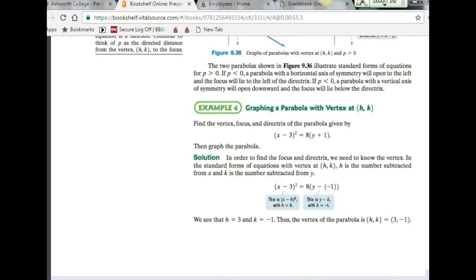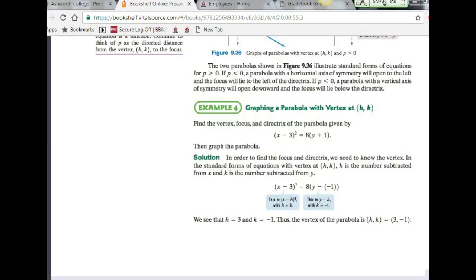Example 4 says, graph the parabola with a vertex at (h, k). If it doesn't have a value attached to the x and y, it simply does 0, 0, and that's what some of the previous examples are about, but I thought I would jump into this one. If I have (x minus 3) squared equals 8 times (y plus 1), this is going to be, of course, a vertical parabola. Just keep that in the back of your head.